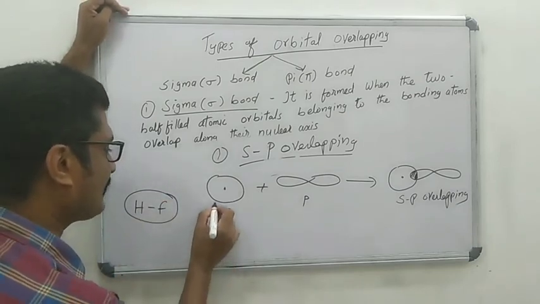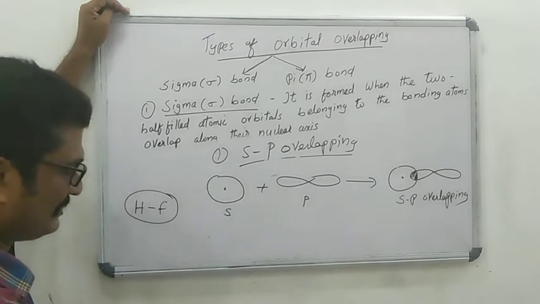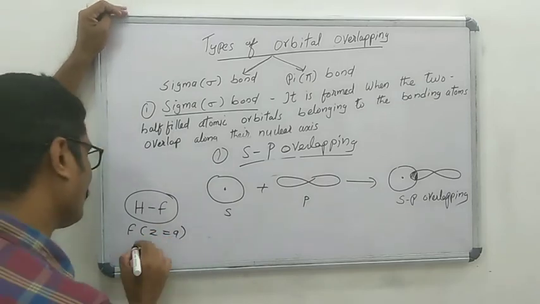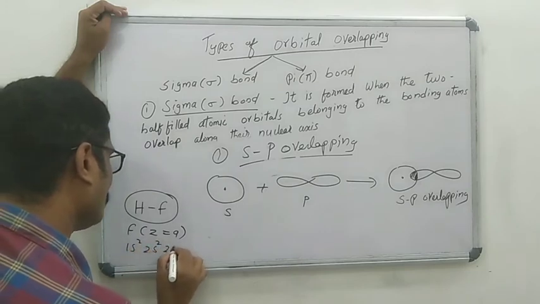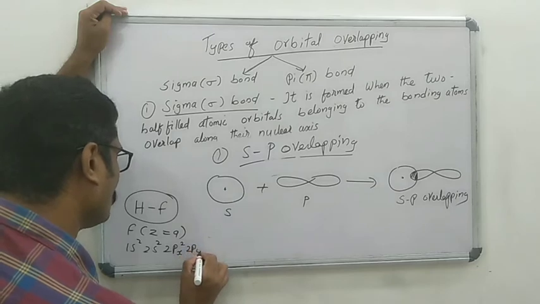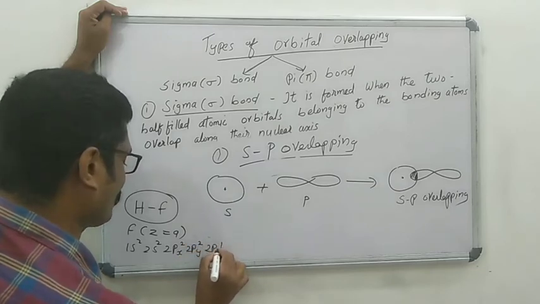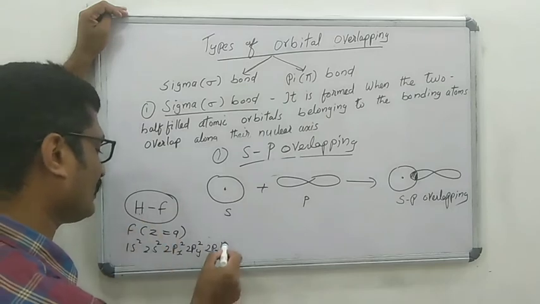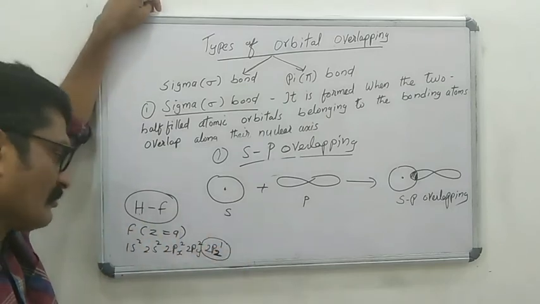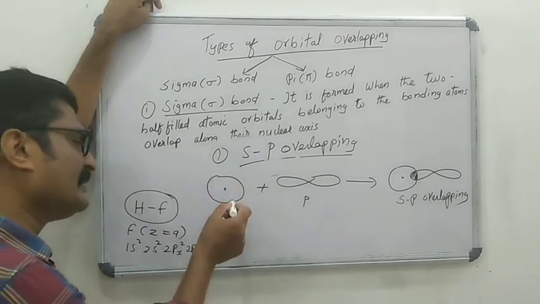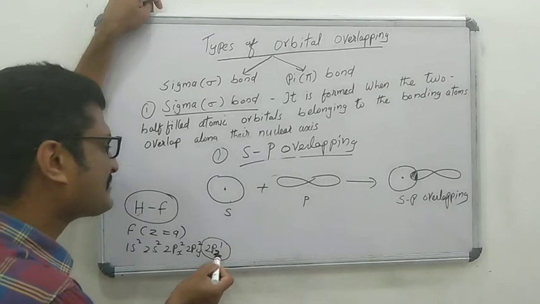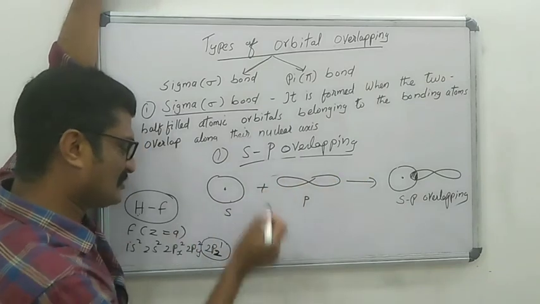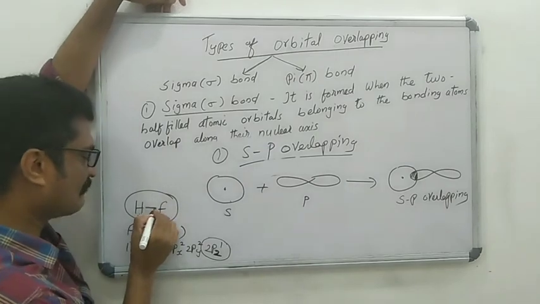Already we know the hydrogen atom has a half-filled s orbital. Then fluorine, its atomic number is 9. Its electronic configuration, we know, is 1s2, 2s2, 2px2, 2py2, 2pz1 according to Hund's rule. We can fill the electrons in the 2p orbitals. Then the fluorine atom has a half-filled 2pz orbital. Here the half-filled s orbital of hydrogen and the half-filled pz orbital of fluorine overlap along the internuclear axis, and here an HF sigma bond forms.